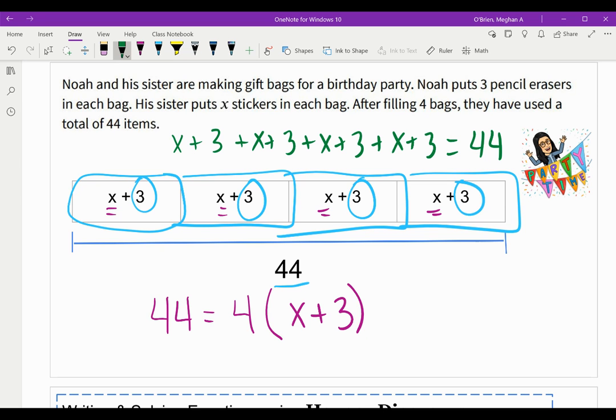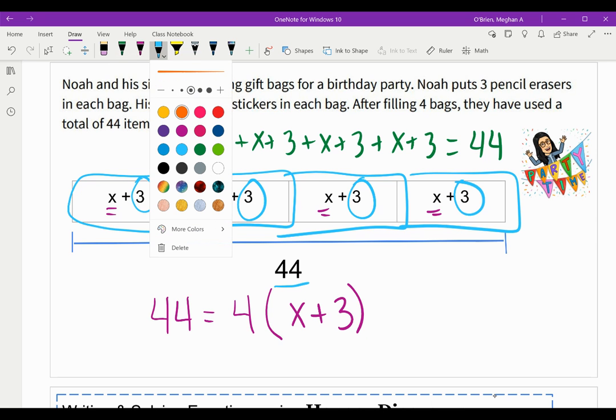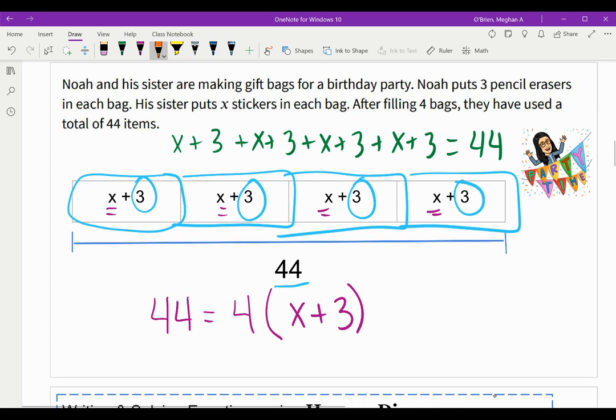Someone could just say, let me switch colors here. I'm thinking someone else could even do, looking at the whole thing, there are 4 x's plus there would be 12 total pencil erasers for a total of 44 total items. Okay, so many different ways. And then, of course, the ultimate goal is to figure out that unknown, which would be how many stickers she put in the bag. And we can reason through the diagram. We can reason through the equation. Okay, so many options.